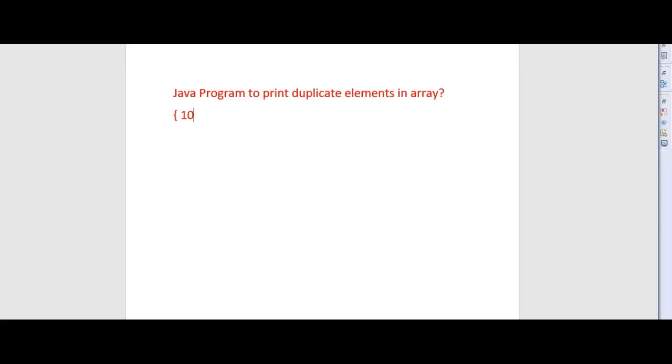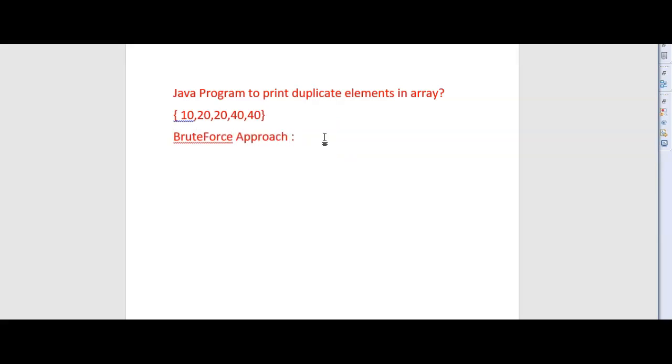Take an example input array like this: 10, 20, 20, 40, 40. The output should be 20 and 40. So how do we do this? As I told you, the first one is the brute force approach.